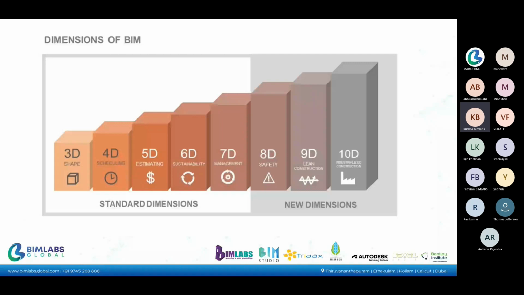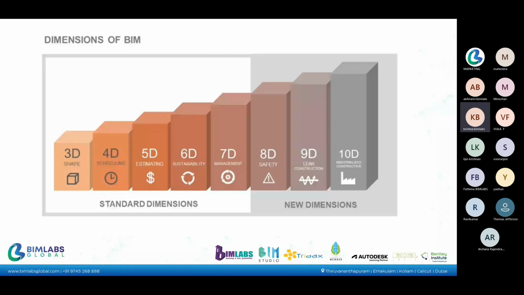5D means estimating the budget, and we get the quantity estimation. 6D is sustainability. 7D is about the life cycle and maintenance. A BIM model with 7D tells us the lifespan of the building and how the elements should be maintained, and after how many days they have to be maintained. Like that, we get life cycle and maintenance details from that project. Then 8D is all about safety.